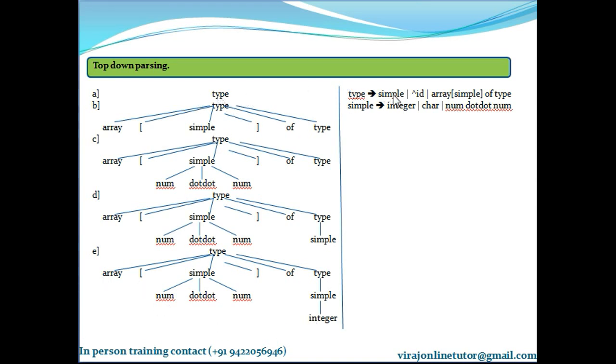So from starting symbol type, I selected the option number 3. So I replaced type with this option number 3. Then the simple, I replaced it with option number 3 of simple. So I replaced simple with num dot dot num. Then I replaced the type with simple. Then I replaced simple with integer. Now if you just check the leaf nodes, it is what we intended.